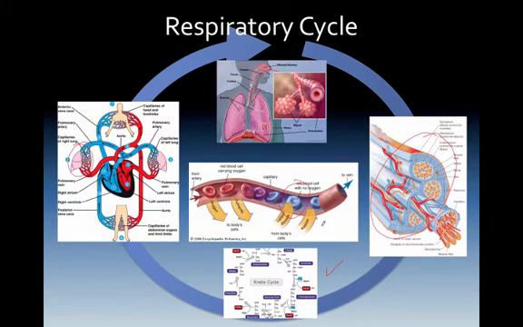The CO2 then returns right here on the venous side, or deoxygenated side, into the heart. And then the heart pumps it into the lungs, and the lungs reoxygenate it. Now, that's the overall general process.